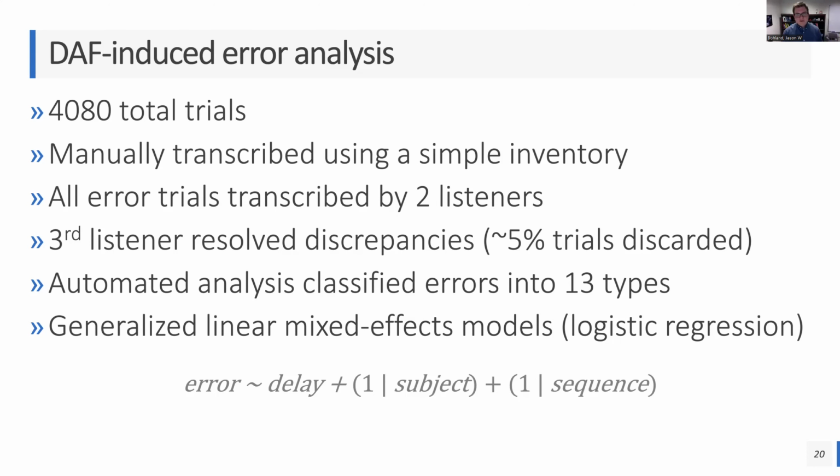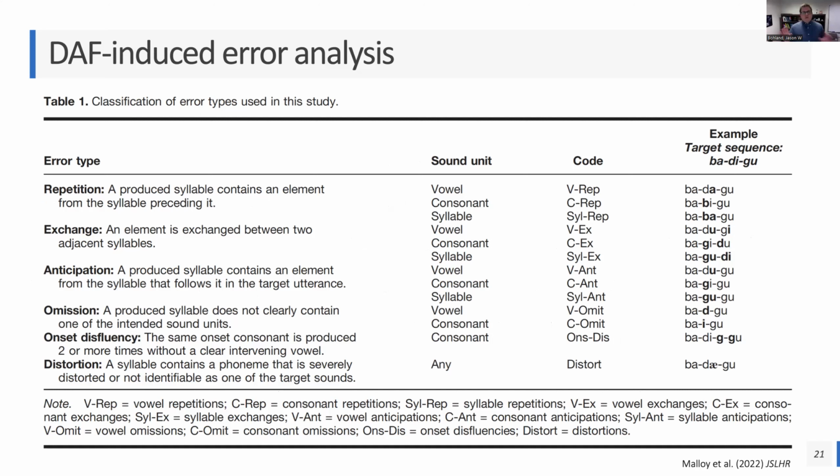Okay, I'm not going to go into those details. So the classification scheme that we used for errors was based on the literature of naturally occurring slips of the tongue. This includes things like repetition errors, exchange errors, anticipation errors, and these can occur at the level of the individual phonetic units, so vowels or consonants, or at the level of whole syllables.